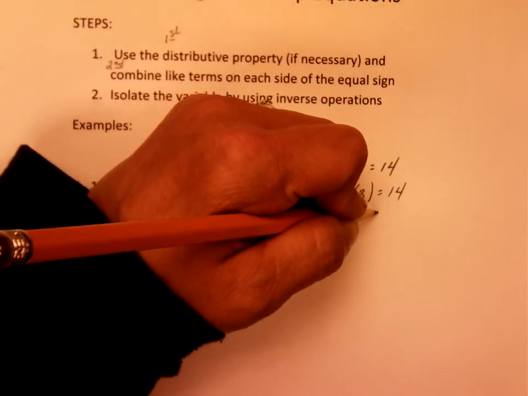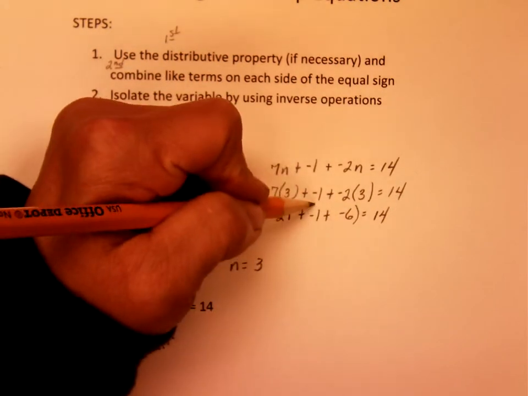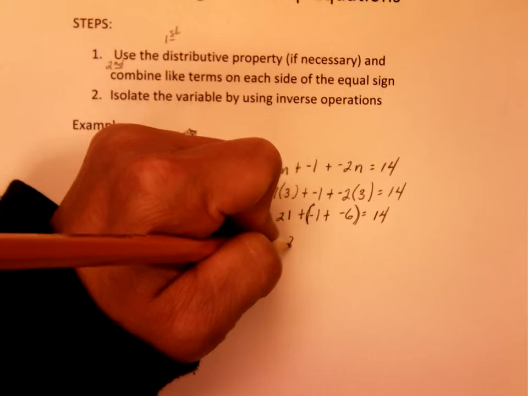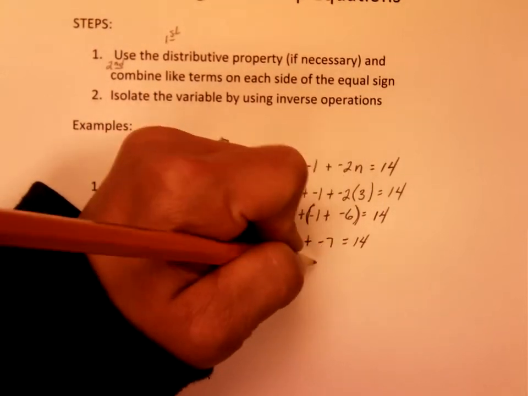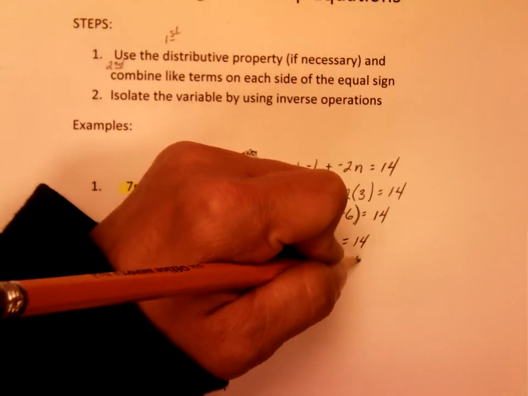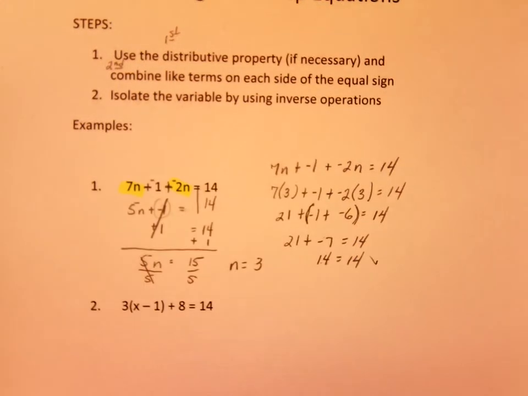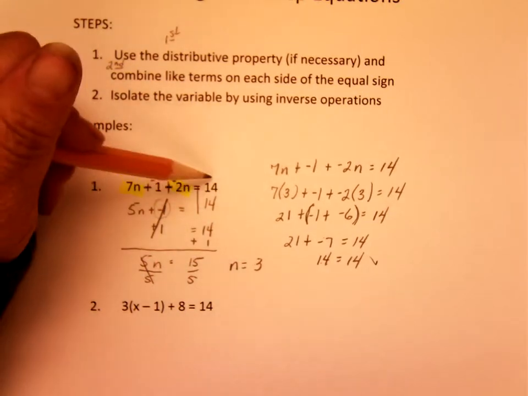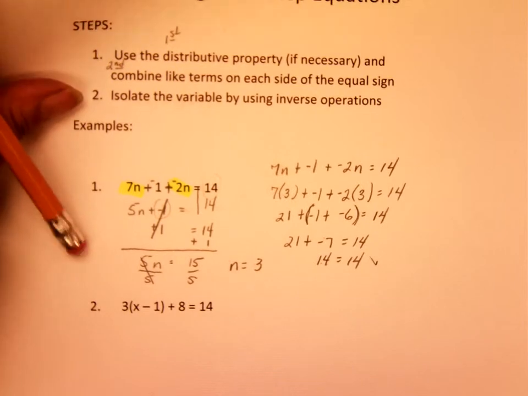is equal to 14. Now for me, I would do -1 plus -6, so you have 21 plus -7 is equal to 14, and 14 is equal to 14 because 21 plus -7 is 14, and that checks out. So that's how you do your check. You replace your variable with the number that you get, and you should equal the other side. So now let's look at number 2.